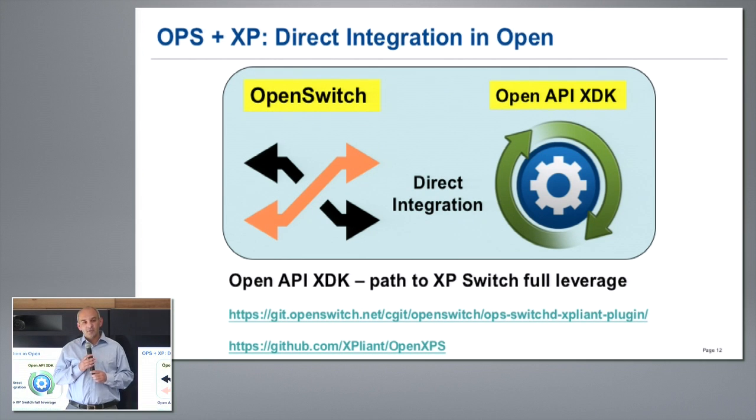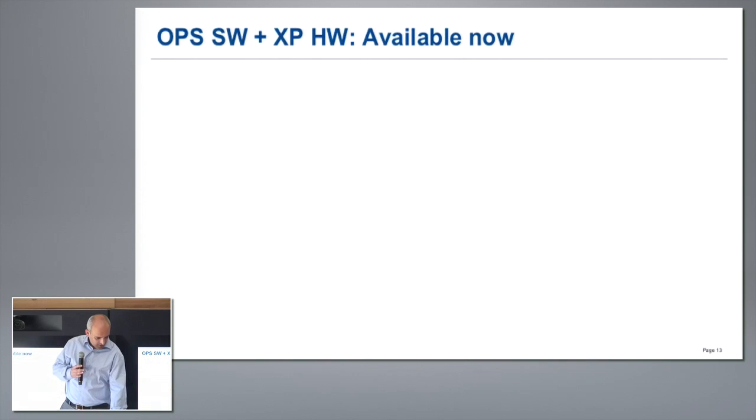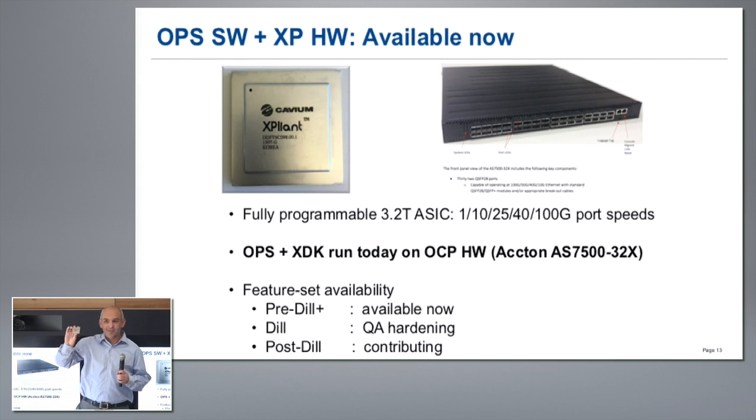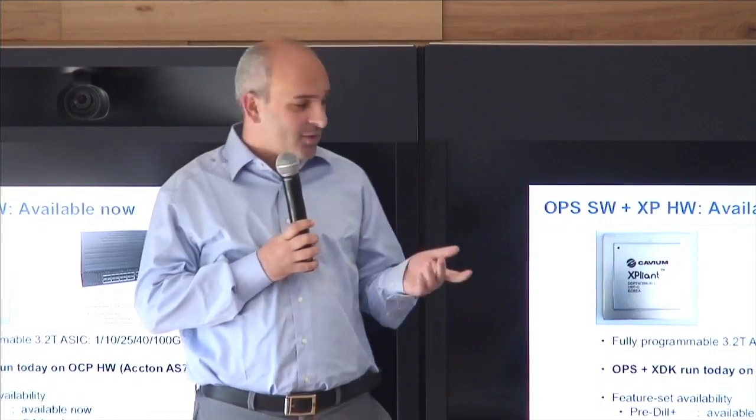So all this code that we contribute for integrating with OpenSwitch, as well as our open APIs, are available in the GitHub or on the OpenSwitch side. And all this code is available now, so you can just go and compile and take a hardware box and it will work. In terms of hardware availability, we have everything. We have our chip. This is a production version of the chip. It's available. We have an Accton box. This box is an OCP design, also available.